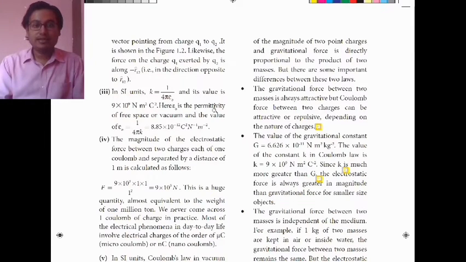Here, epsilon naught is the permittivity of free space or vacuum and the value of epsilon naught is given by 1 by 4 pi into K, that is 8.85 into 10 to the power minus 12 Coulomb square per Newton per meter square. Keep in mind that here 4 pi means solid angle.